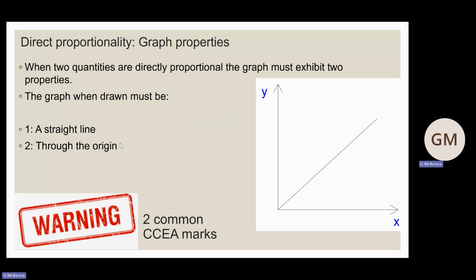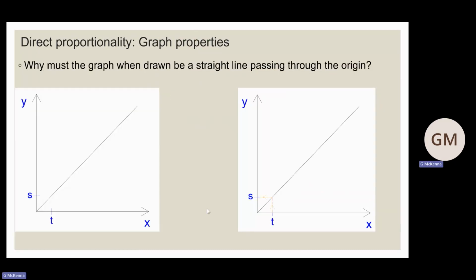Now, I can't stress how important these two criteria are for your exams at GCSE, but also in the years ahead. Very, very common questions asked by SEA. So pause the screen and copy down all these notes, please. Now we're going to go into a bit more detail as to why it needs to be a straight line passing through the origin. And hopefully the next couple of slides will illustrate that, just to give us a better understanding.